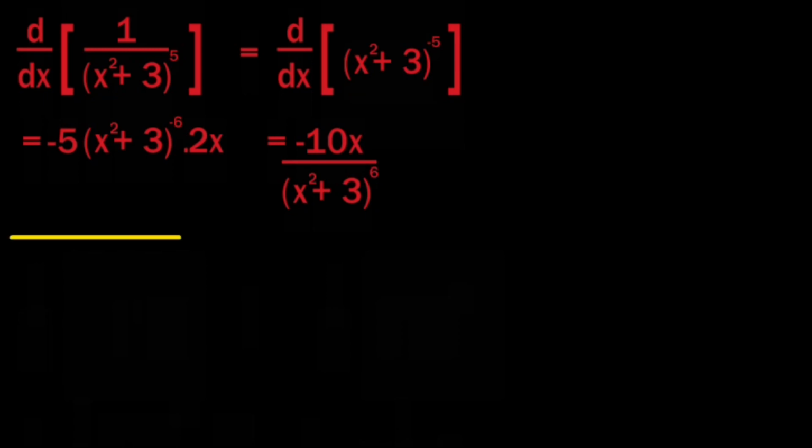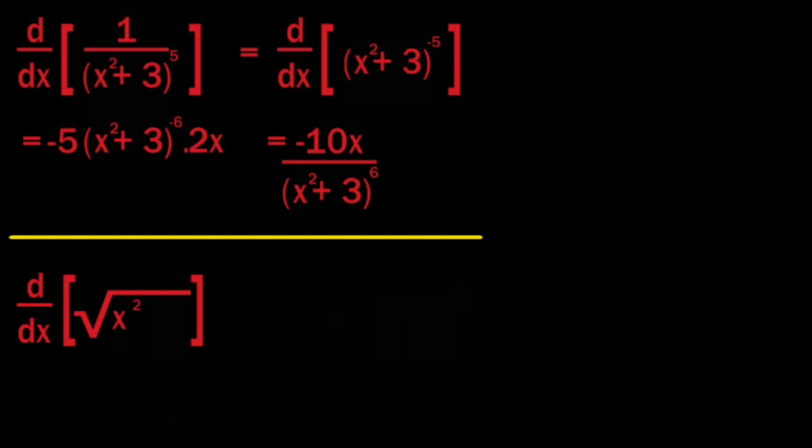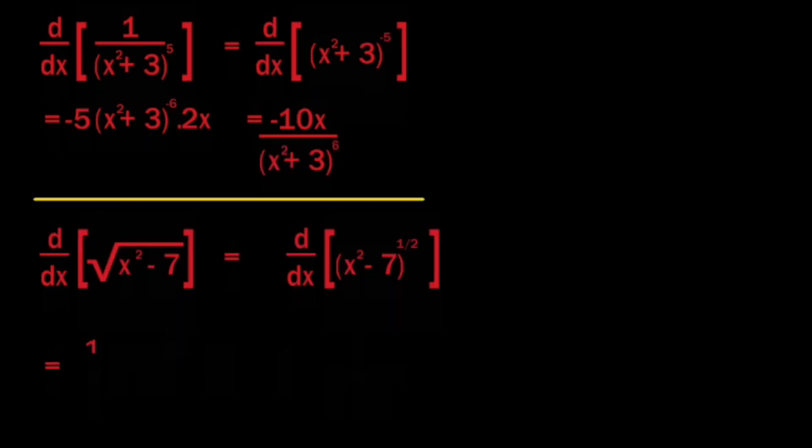So let's try another example. Let's say we want to differentiate the square root of x squared minus 7. The first thing we do is rewrite it to become (x squared minus 7) to the power of half. So we differentiate the function outside: half (x squared minus 7) to the power of negative half. Then we differentiate the function inside, which is 2x. So you will get the answer as x over (x squared minus 7) to the power of half.